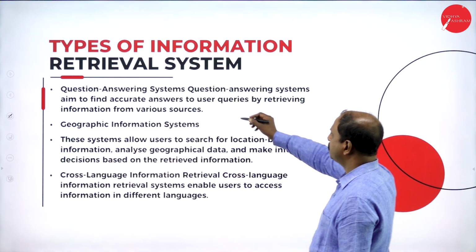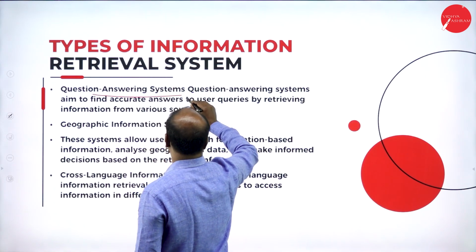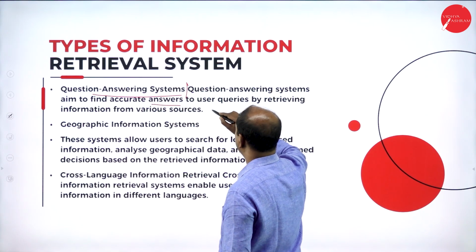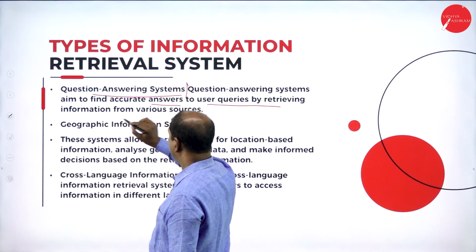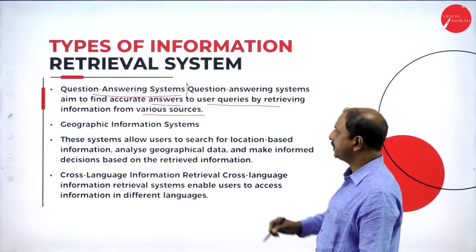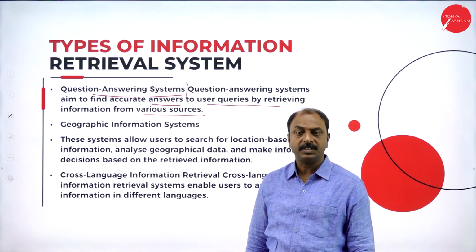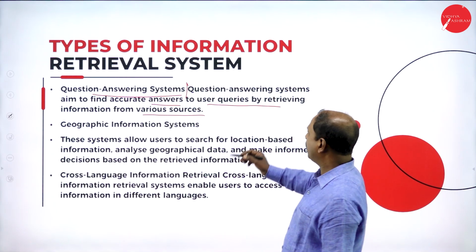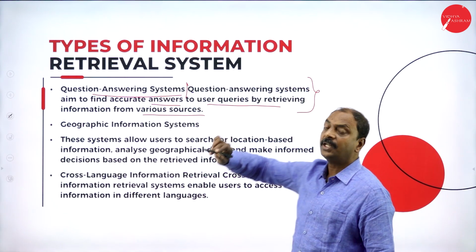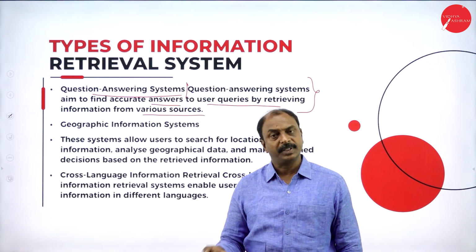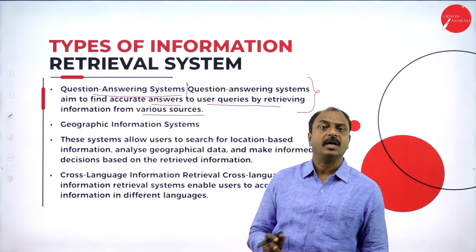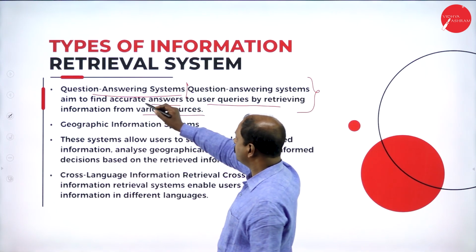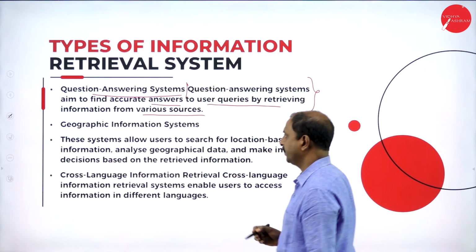Next one is the question answering system. It is aimed at finding accurate answers to the user's queries, retrieving the information from various sources. It is another type of system or application you might have come across while using mobile applications. If you have any problem with any of the services, you can log into a particular website or use a particular application or app on your mobile so that they may try to solve your problem by asking questions, through a question answering system.